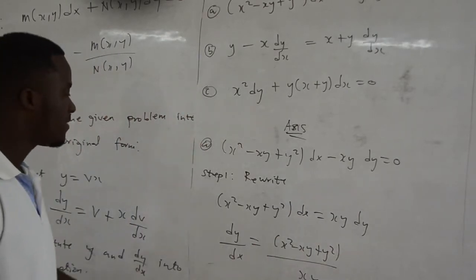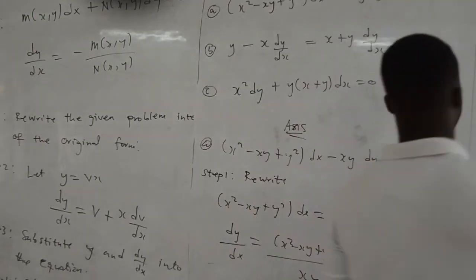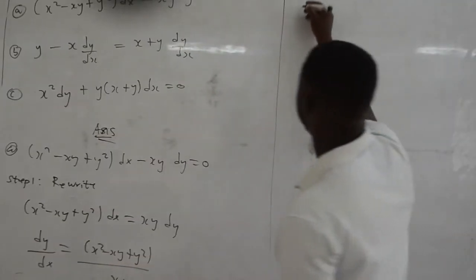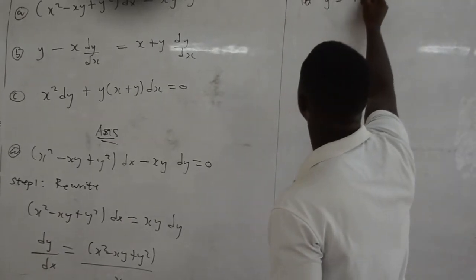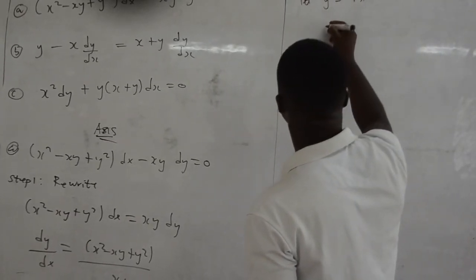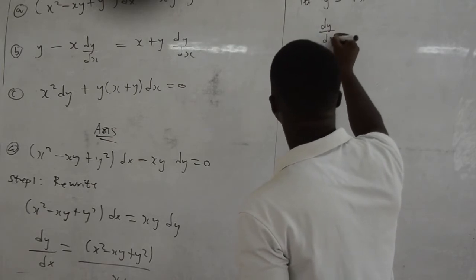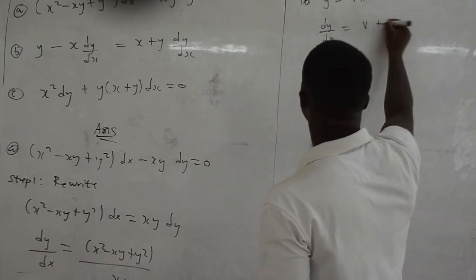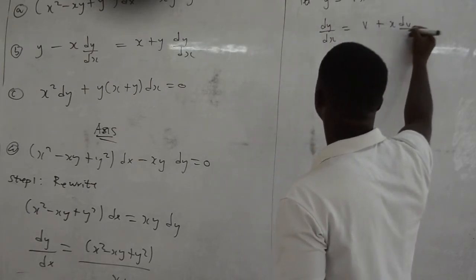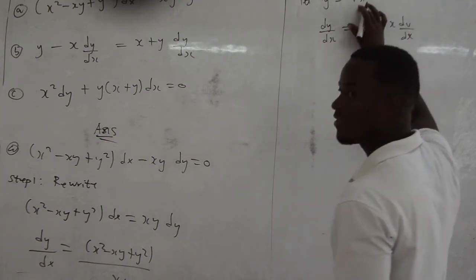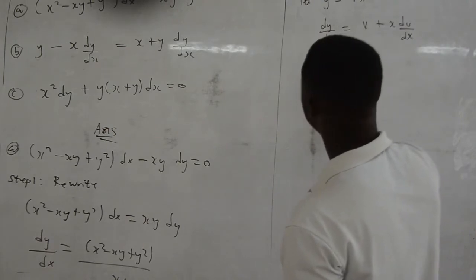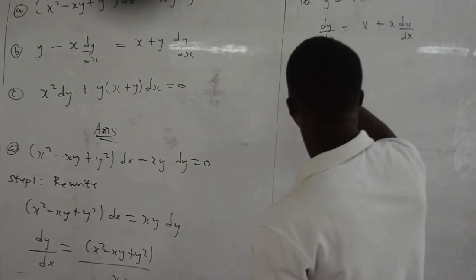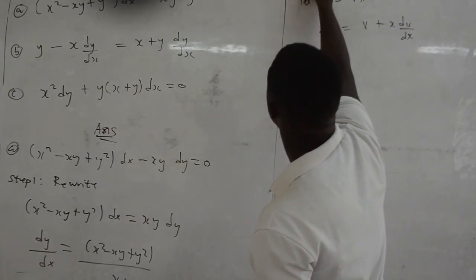The next step here is that we let y is equal to vx. Differentiate this y with respect to x. So my dy/dx is equal to what? v plus x dv/dx. Hold this one, differentiate this one, plus hold this one, differentiate this one. So this is my step 2.